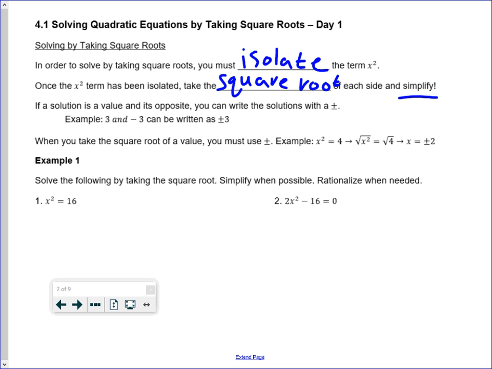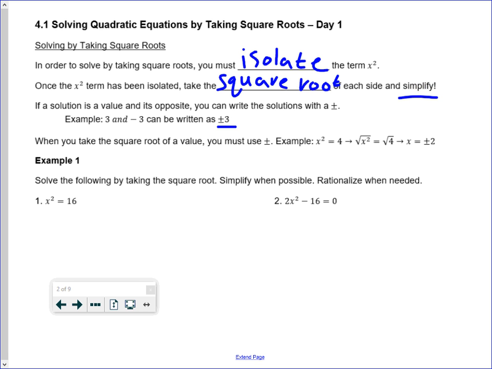If a solution is a value and its opposite, you can write the solution with a plus or minus. For example, if the solution was 3 and negative 3, we can just write it as plus or minus 3. Save yourself a little time. It's also just a little more proper to write it that way. And when we take the square root of a value, we must use the plus or minus.